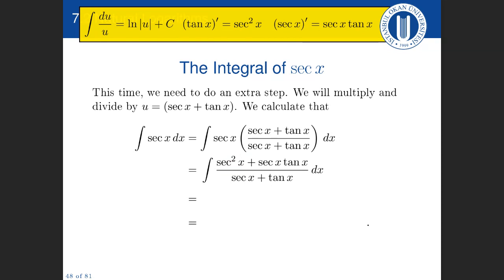It's time to do a substitution, and we're going to use the substitution u is equal to sec x plus tan x. And when we do that substitution, this difficult looking integral simplifies down to the integral of du divided by u. And of course, we know that that is ln of the absolute value of u plus c. Substitute back in. Our formula is that the integral of sec x dx is ln absolute value of sec x plus tan x plus c.